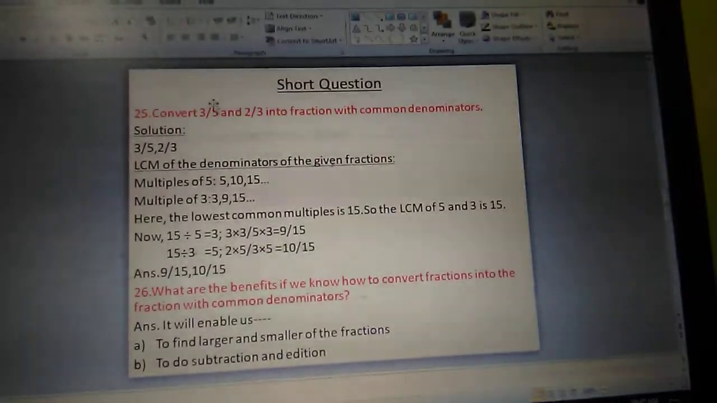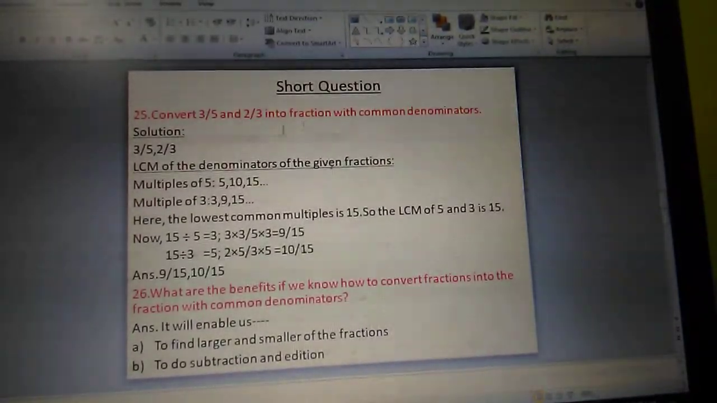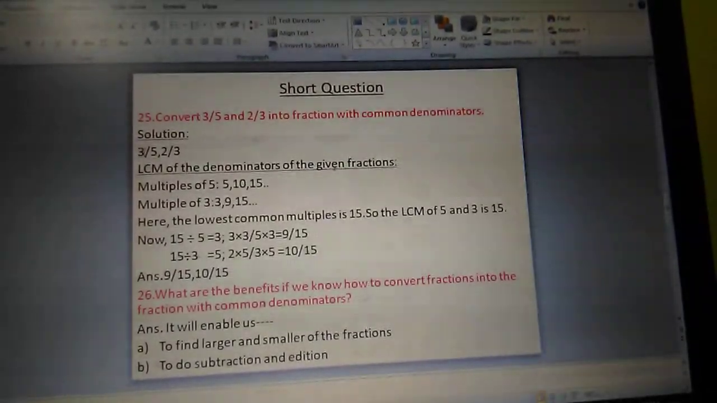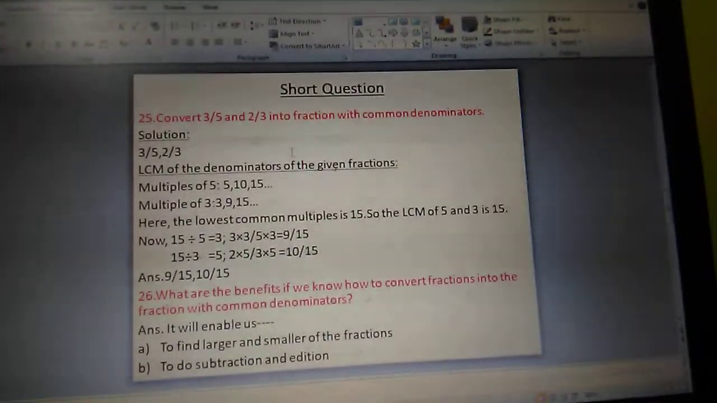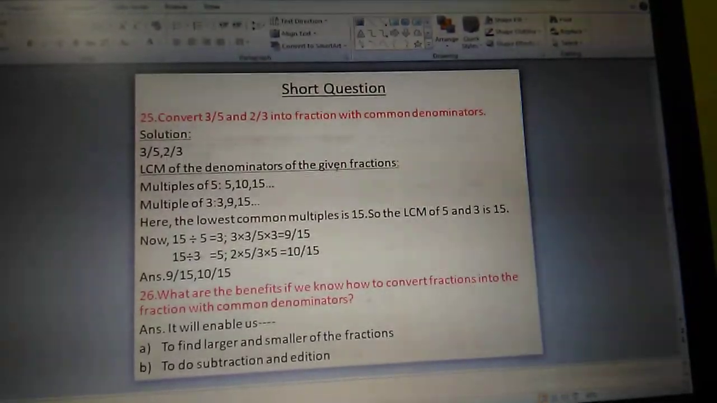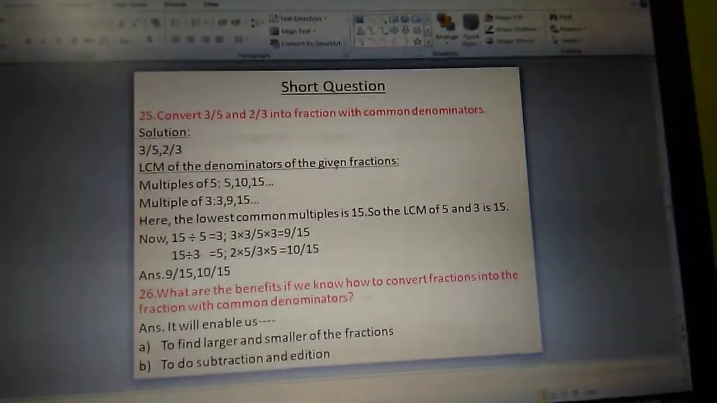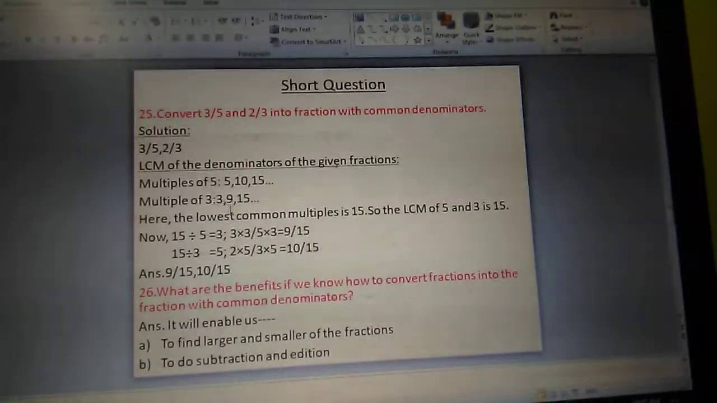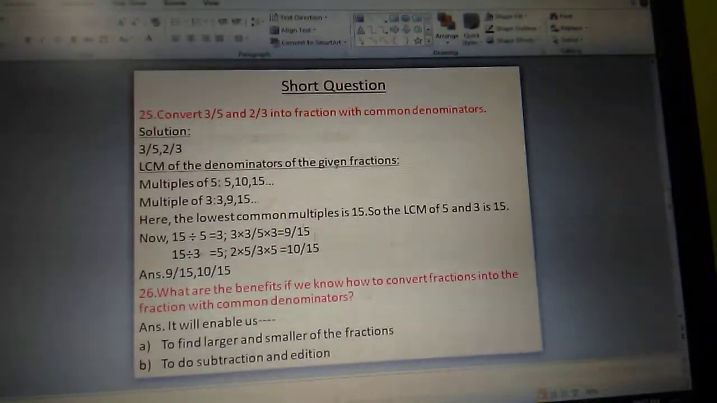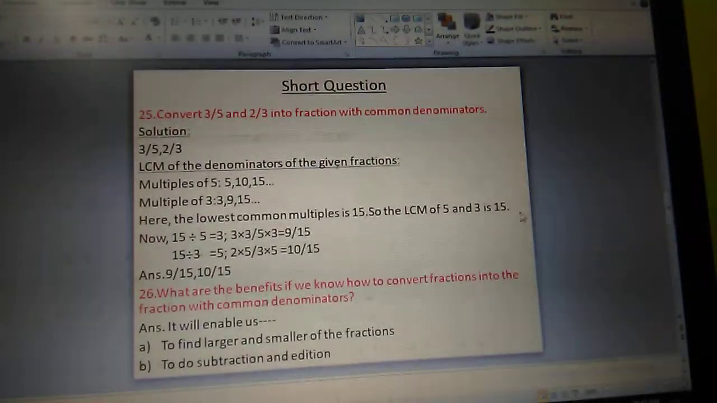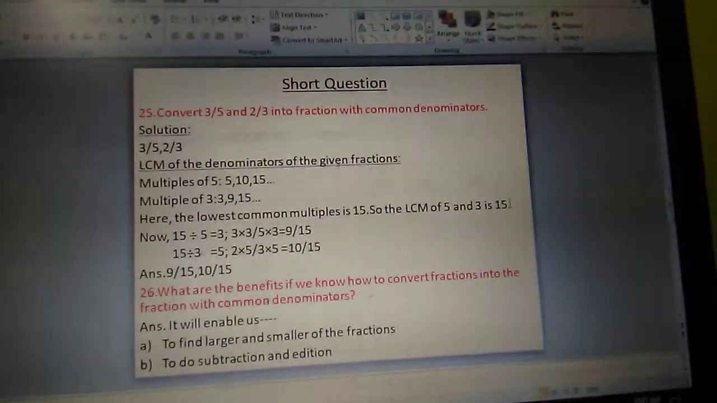Look here, convert 3/5 and 2/3 into fractions with common denominators. Solution: 3/5 and 2/3 are written. So at first we try to find out the LCM of the denominators of the given fractions. This is the first step. We got the LCM here. You know the process; we told it earlier in the chapter on multiples and factors, how to get the LCM. So we got LCM 15.